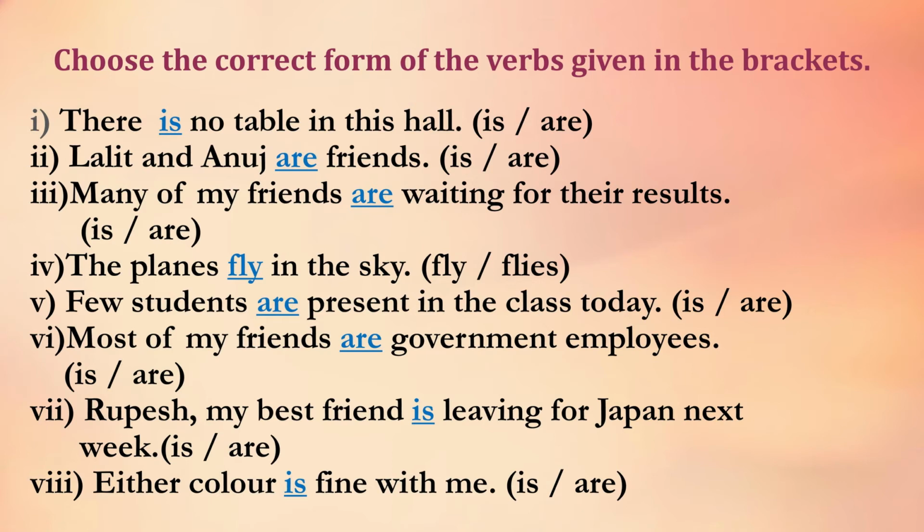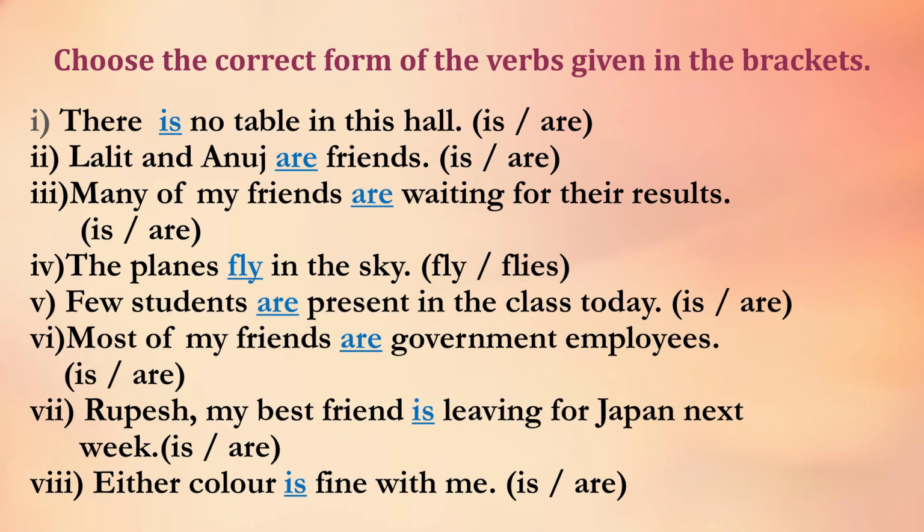It tells you whether you are talking about a part of one thing, singular, or about a number of things or persons, that is plural. So here we are talking about many friends. So the correct answer is are. Seventh is Rupesh, my best friend, is leaving for Japan next week.